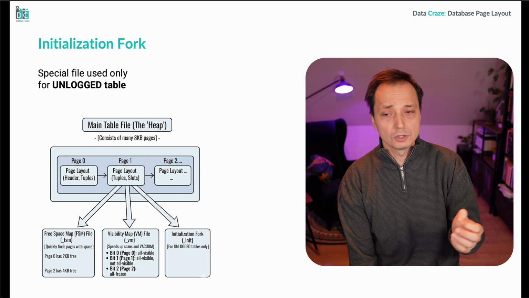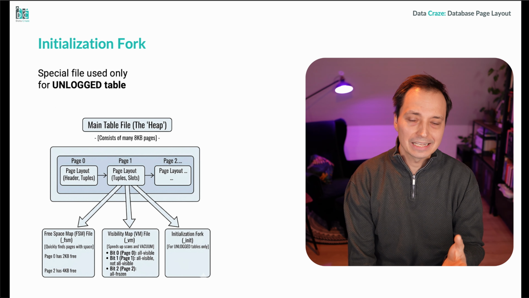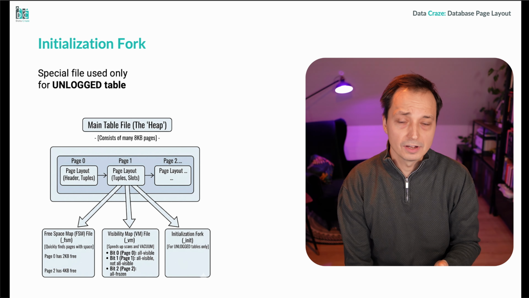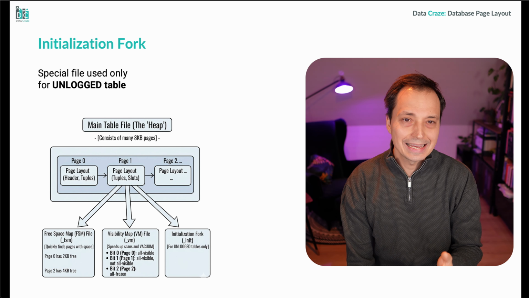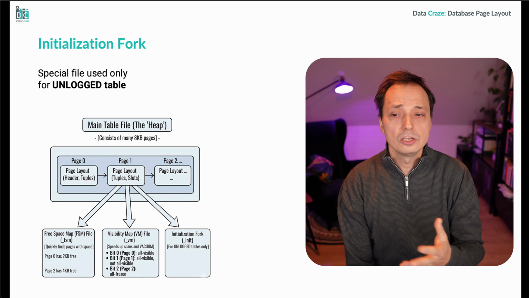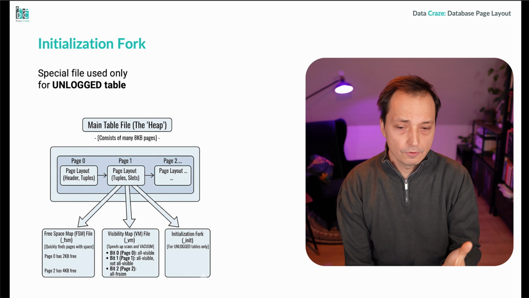However, the catch with unlogged tables is that when the database restarts or crashes or whatever, we are losing the state of that table. So that table is basically cleaned, wiped out. And how is this wipe being done? Here actually, this initialization fork is being used.